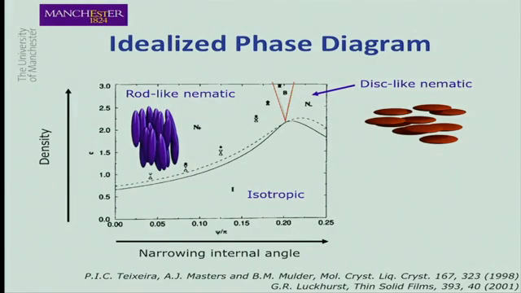This is just an idealized phase diagram, which shows the narrowing of the internal angle as a function of density, and it shows different phases that can form. This has come from Onsager theory, I think. So we've got rod-like nematics, disc-like nematics, and then we've got this minor region where a biaxial phase will form. Then we have an isotropic region.